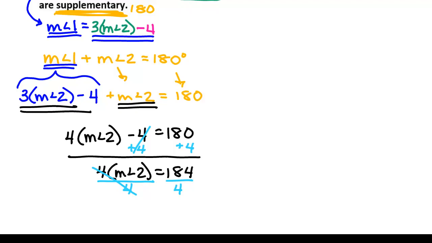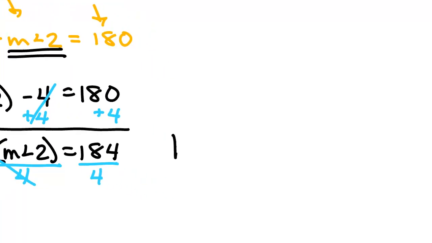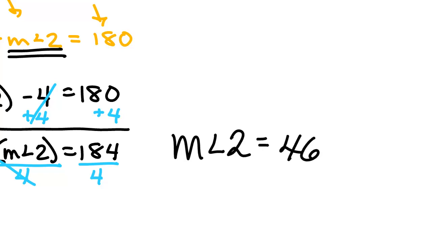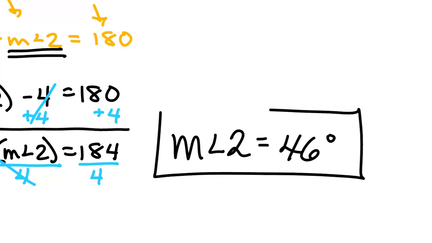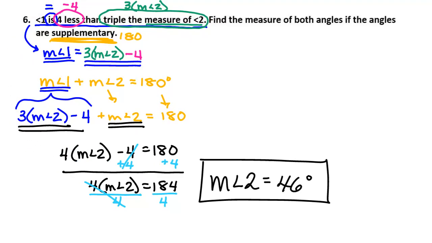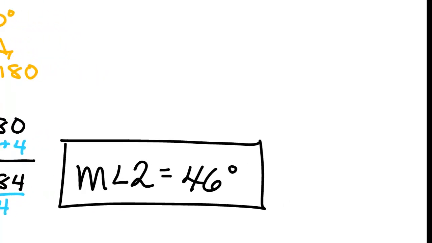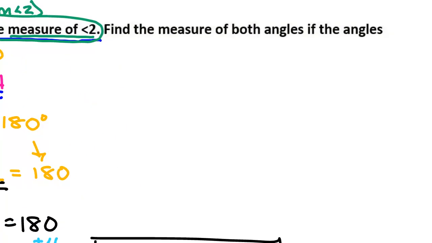What is 184 divided by 4? 46. So the measure of angle 2 is 46 degrees. Have I fully answered the question? They also wanted me to find what? Measure of angle 1. How do I figure out the measure of angle 1? I can substitute it in.